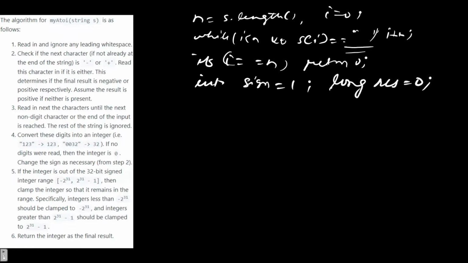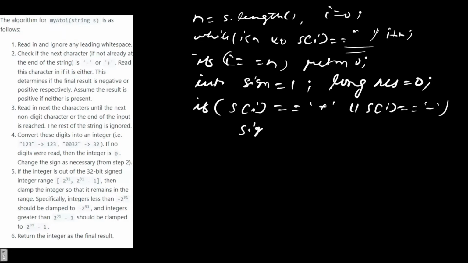Now we will check if s[i] is equal to either plus or minus. In this case we will assign our sign: if s[i] is minus, we will assign -1, otherwise we will assign 1. By doing this we have checked our sign value, and at last we will return our result multiplied by sign. So we are done with this.